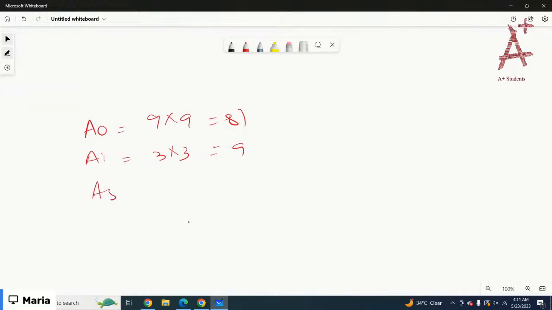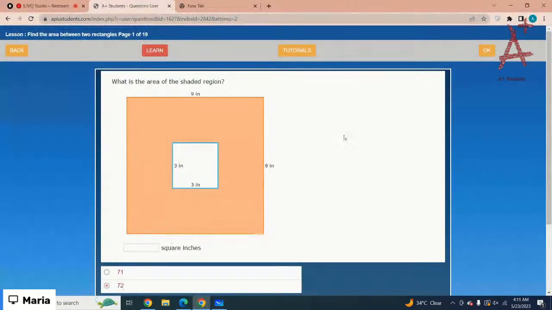So for the area of the shaded region, you have to subtract the area of the outer minus the area of the inner. It would be 81 minus 9, so that would be 72. So that means the area of the shaded region is 72 square meters. Got it? So it would be 72 square inches. Got it?